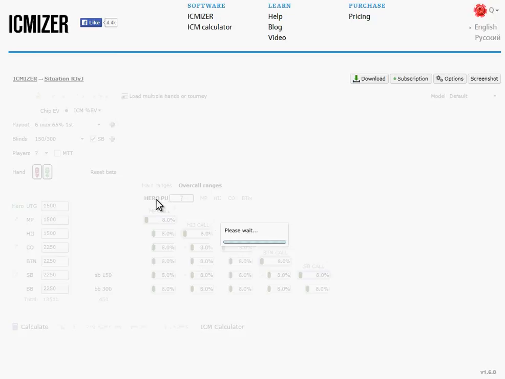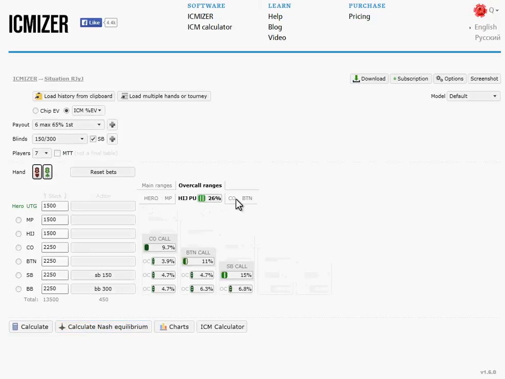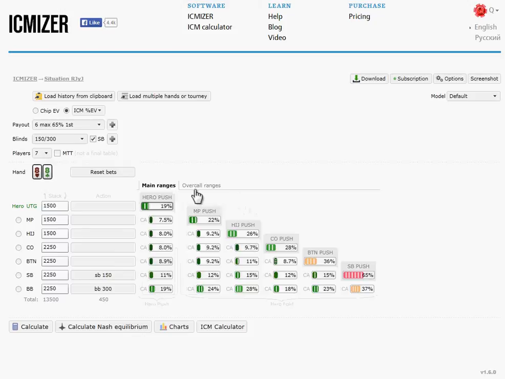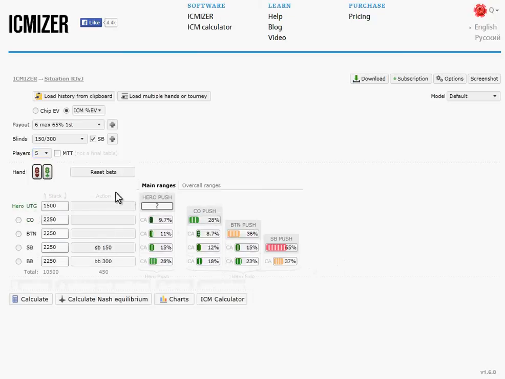There are several tabs. There is hero push tab, there is MP push tab, hijack push tab, cutoff push tab. The most important tab is the main ranges tab. I will be describing a simpler scenario with 4 players, because once you understand what's going on, it will be easier to grasp bigger spots.